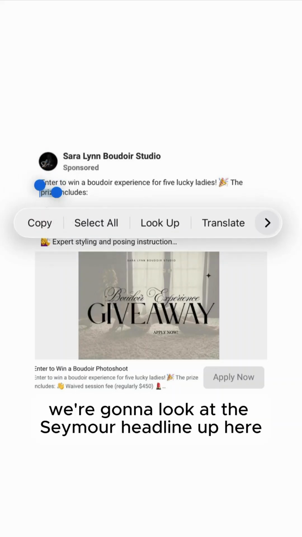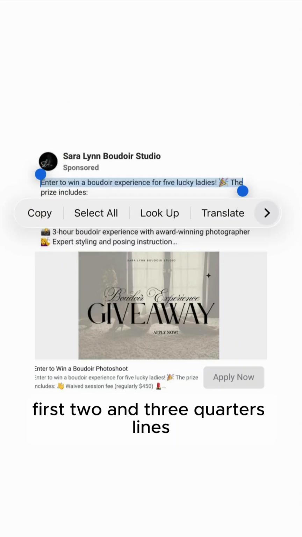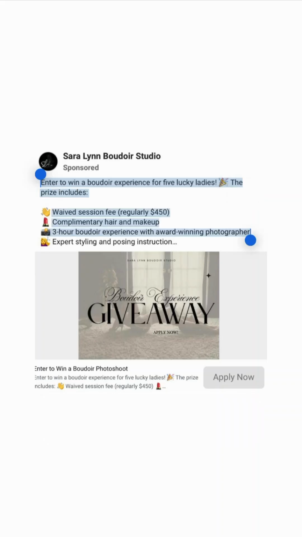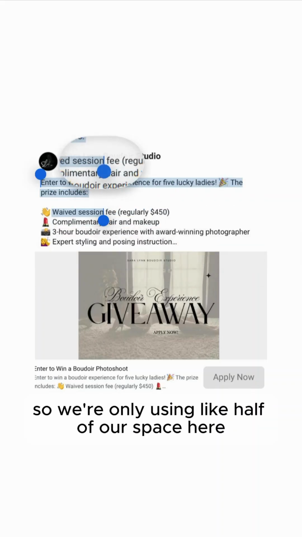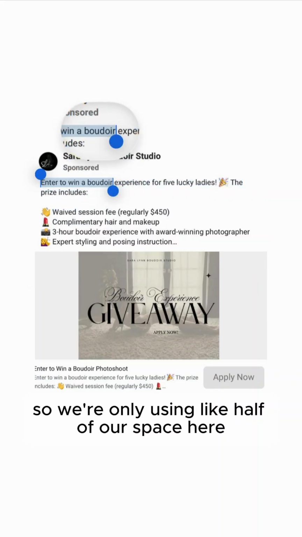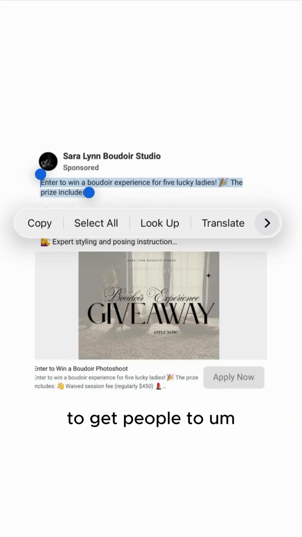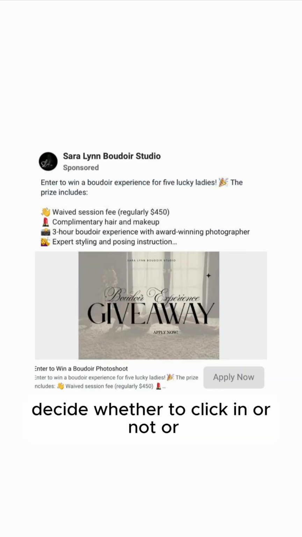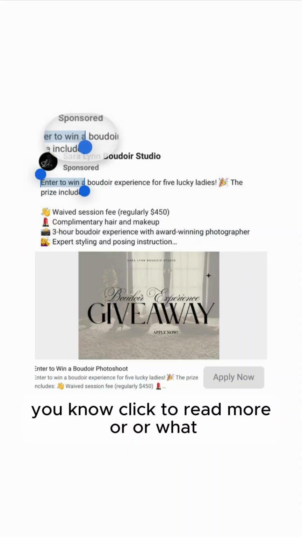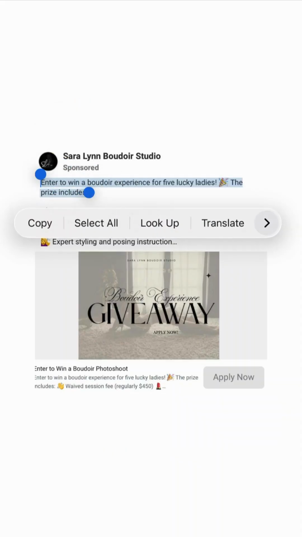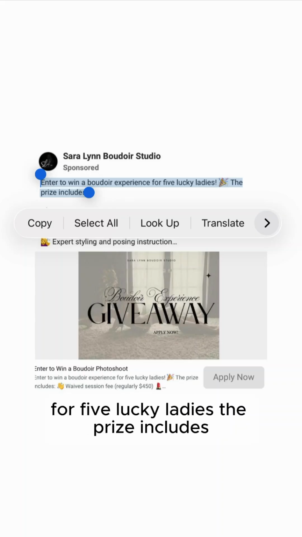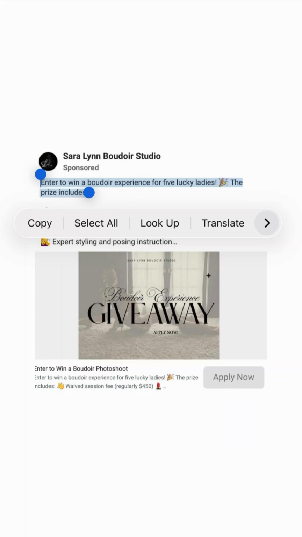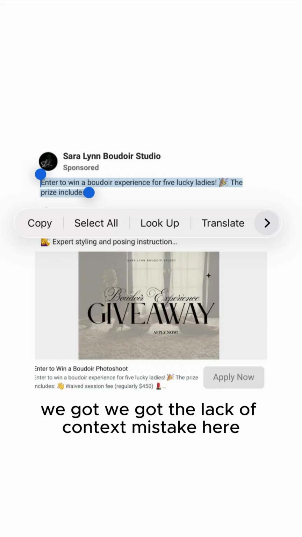Finally, we're gonna look at the See More headline up here. First 2 3/4 lines on the Facebook mobile news feed. And actually, we're only using a line and a quarter, so we're only using like half of our space here to get people to decide whether to click in or not, or click to read more. And so: enter to win a Boudoir experience for 5 lucky ladies. The prize includes... All right, so yeah, we got the lack of context mistake here.